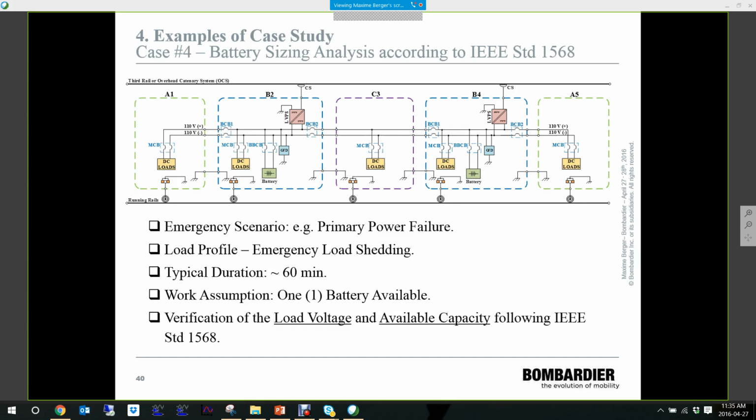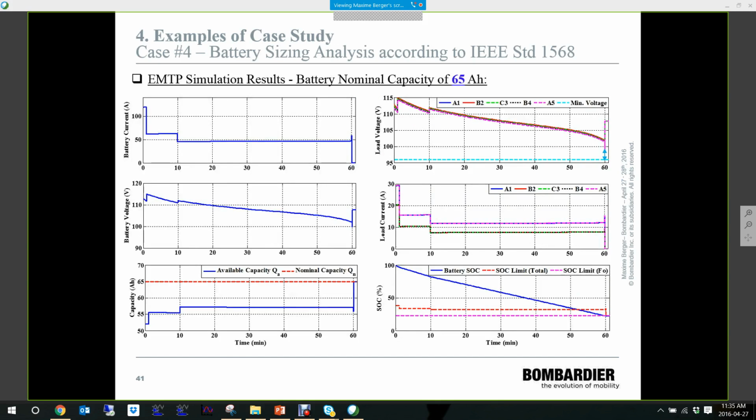What we are looking at is the load voltage and the available capacity, and we are trying to make sure that they are following the IEEE standard requirements. So again, we can see that we have a lot of details that we can look at.